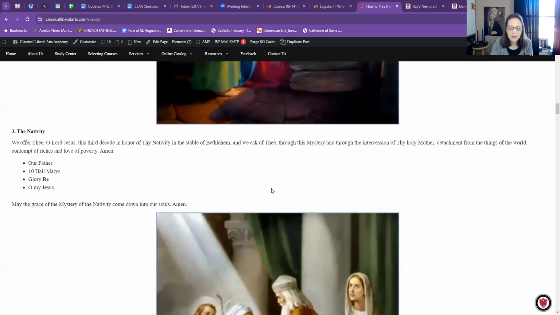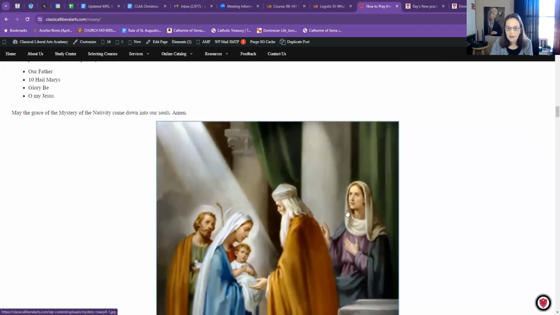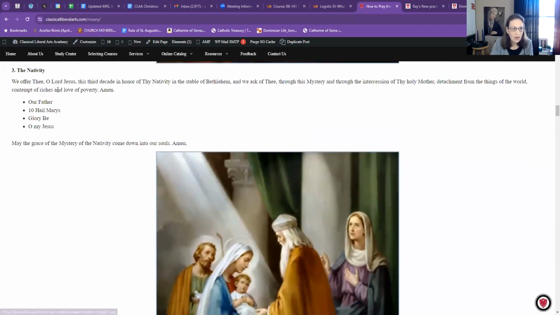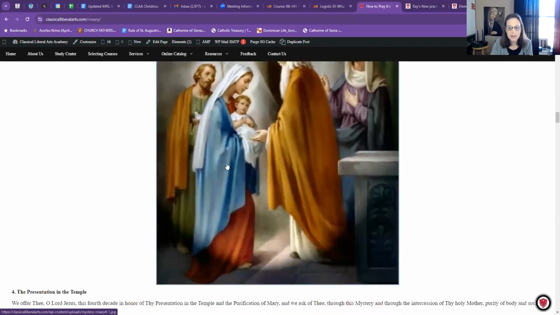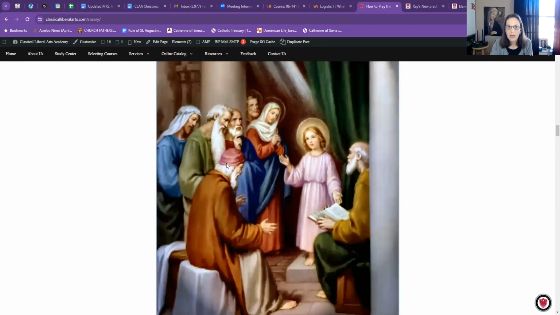And then the next joyful mystery after the Nativity is the Presentation in the temple, when the Blessed Virgin Mary and St. Joseph brought Jesus, when he was a baby, to the temple to present him to God. And right here is also how to pray the rosary. You see the Our Father, 10 Hail Marys, the Glory Be, and Oh My Jesus. So here is the Presentation. That's number 4.